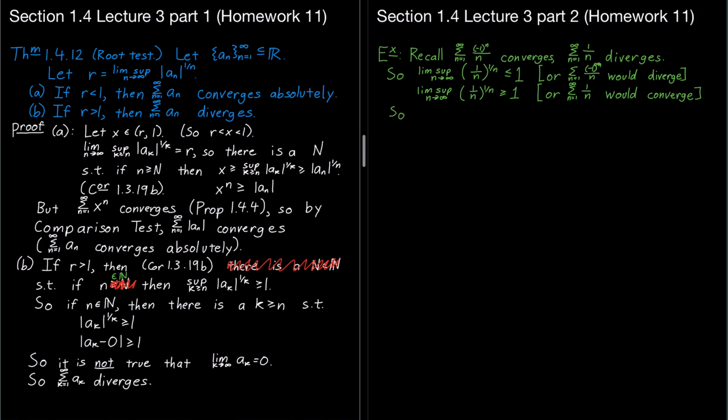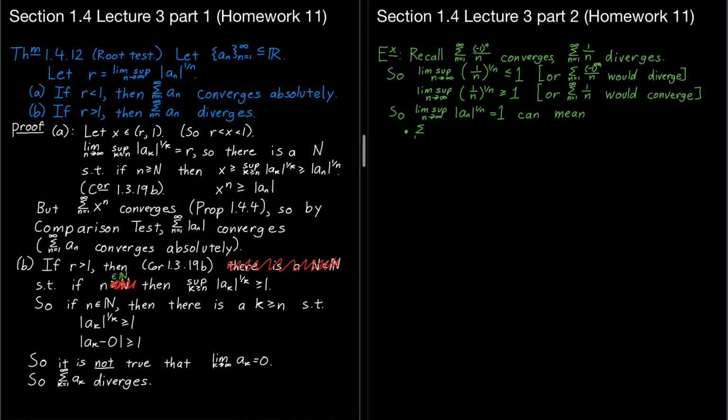So we've got lim sup as n goes to infinity of a_n to the 1 over n equals 1. So in this case, our lim sup is 1. And we've just seen an example where the lim sup is 1 and the series converges, and another example where the lim sup is 1 and the series diverges.